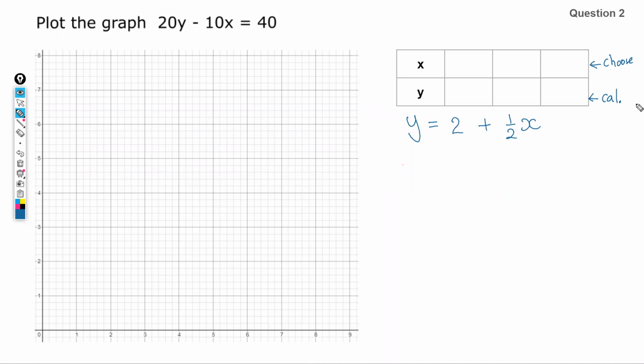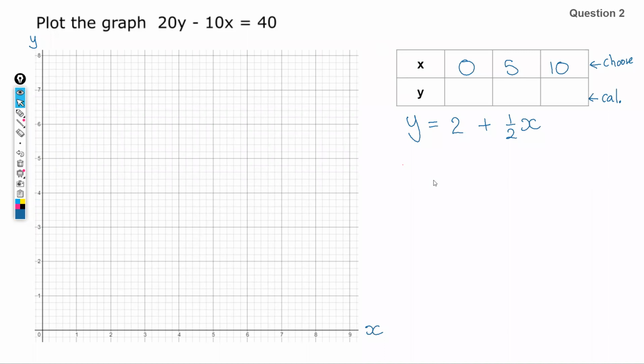So everybody has to choose their x values. Now, if I ask everyone to choose their x values, everybody in the class is going to choose different x values, and all our y calculations are going to be different. It's going to cause chaos in class. So let me choose for you. I'm going to choose 0, 5, and 10. Are those appropriate values to choose for x, given our graph paper?